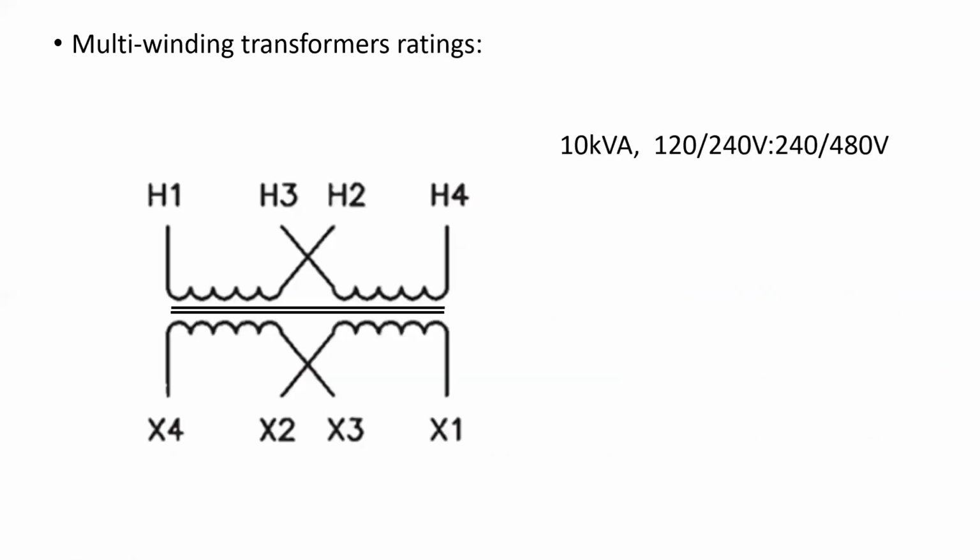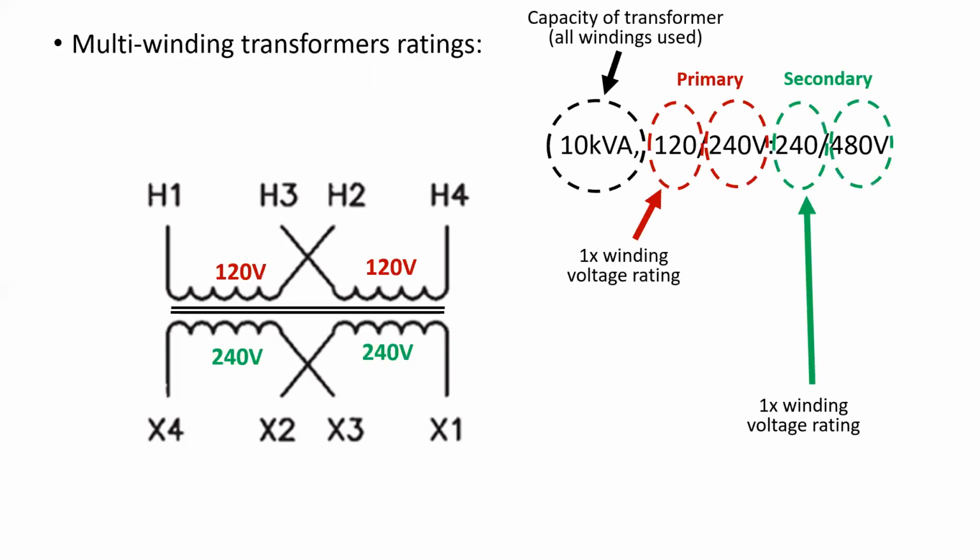So let's take a look at the ratings. On a typical multi-winding buck boost transformer, what we're going to get is kVA rating, 2 voltages with a slash, and then we've got our semicolon here, which indicates the difference between primary and secondary, and another 2 voltages. So let's see what each one of these is going to relate to. Now, obviously, the kVA is the capacity of the entire transformer when all of the windings are used.